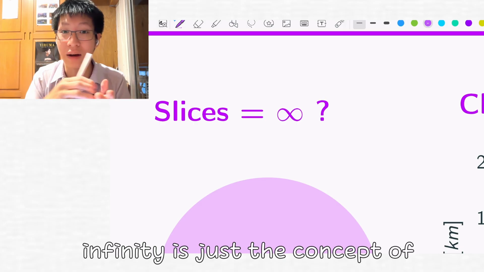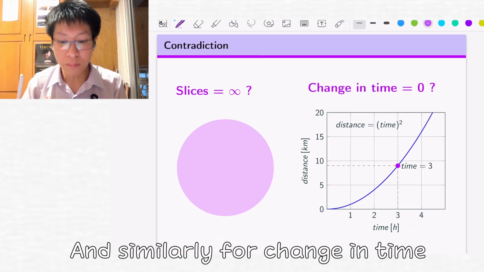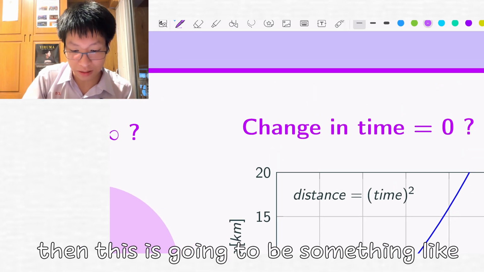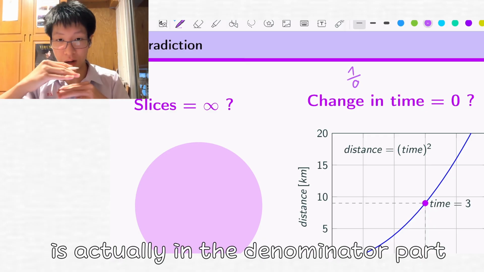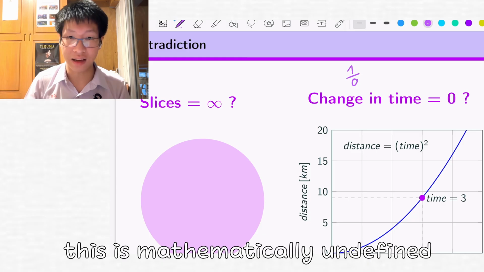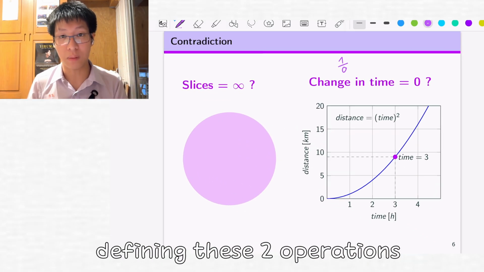Infinity is just a concept of getting larger and larger and larger without any bounds. And similarly for change in time, if change in time is equal to 0, then this is going to be something like 1 over 0, because change in time is actually in the denominator, right? And so it's going to be something like this, and this is mathematically undefined. And so we can't really go with the direct approach of actually defining these two operations.